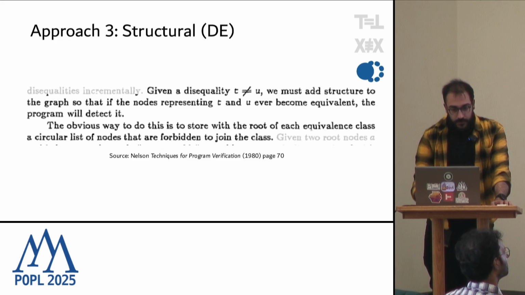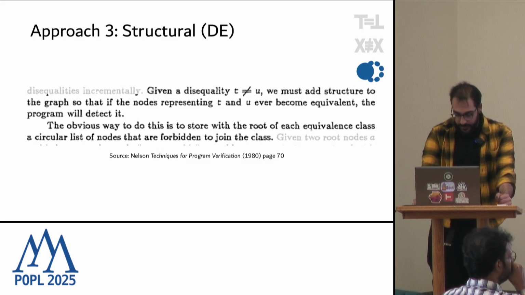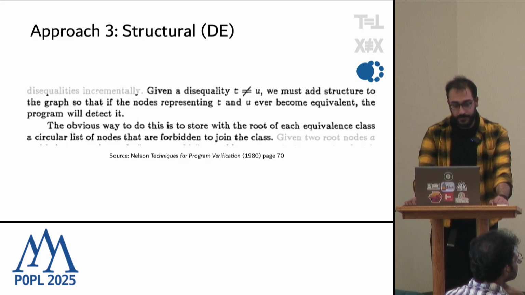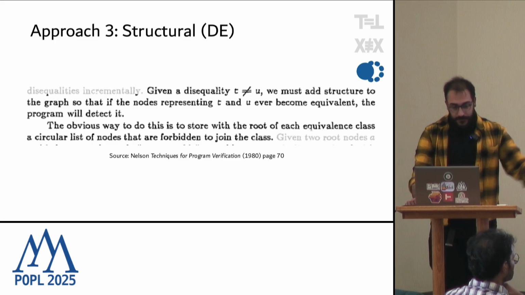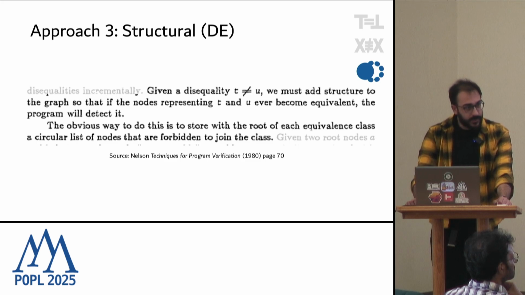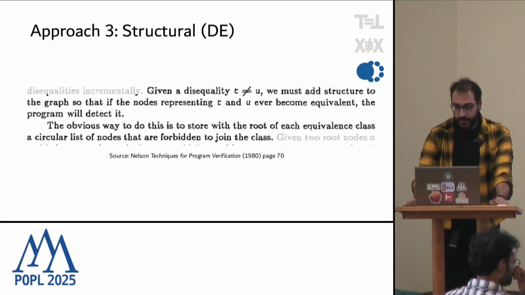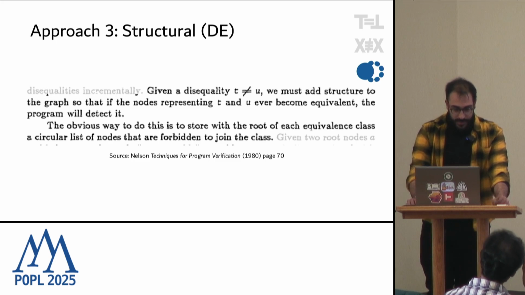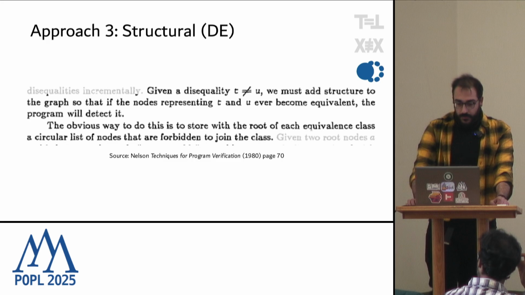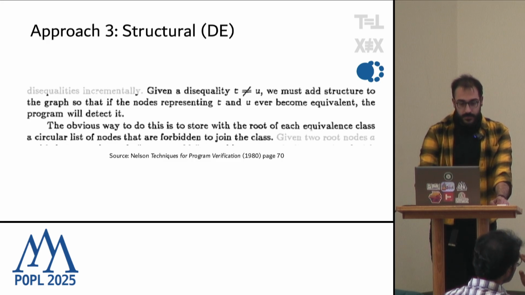And the third approach is structural, and in many ways, the third approach is the first one historically. So this is a quote from Nelson in his PhD thesis from 1980, and this is the PhD thesis that introduced eGraphs. He writes, given a disequality, we must add structure to the graph so that if the nodes ever become equivalent, the program will detect it. The obvious way to do this is to store with the root of each equivalence class a circular list of nodes that are forbidden to join the class.